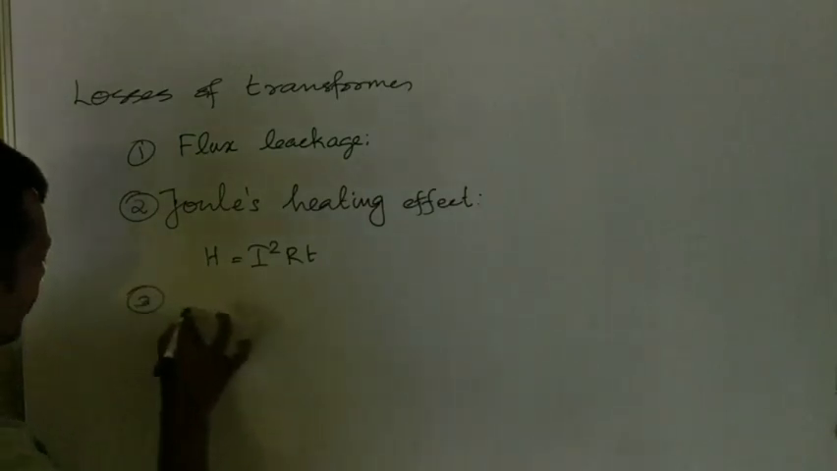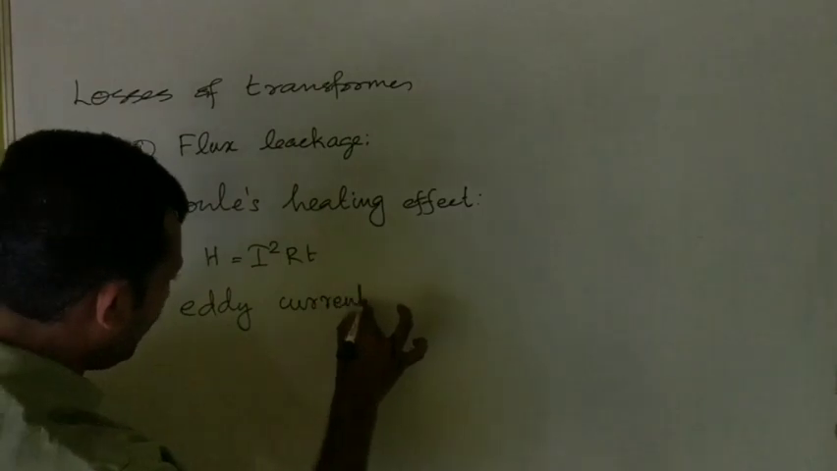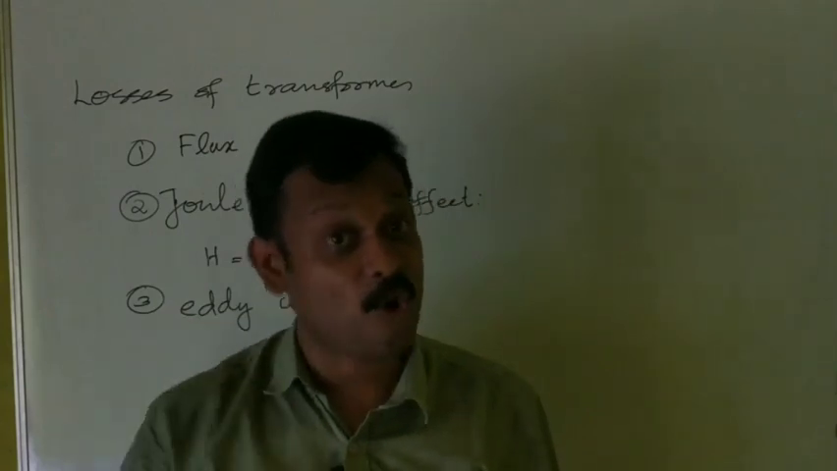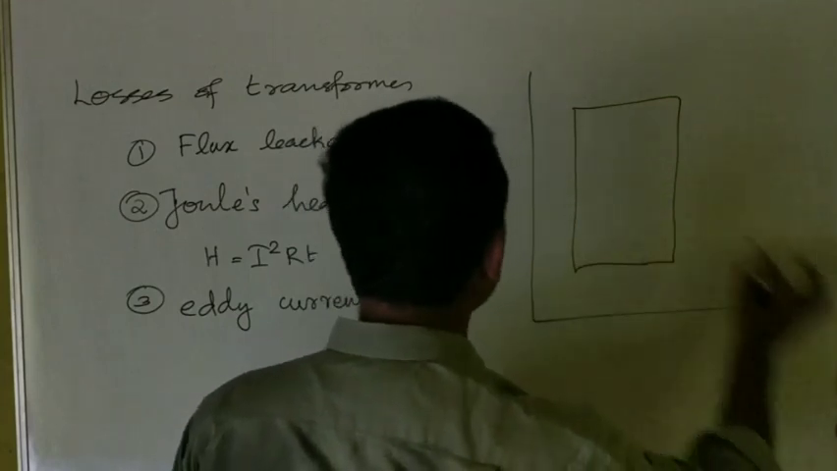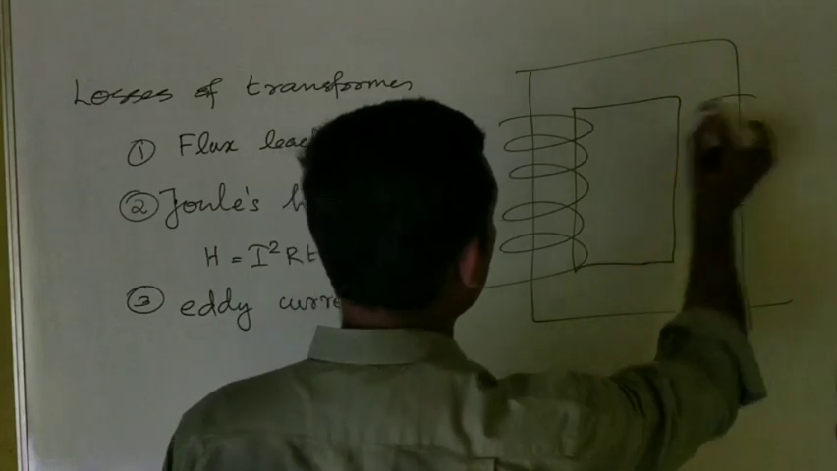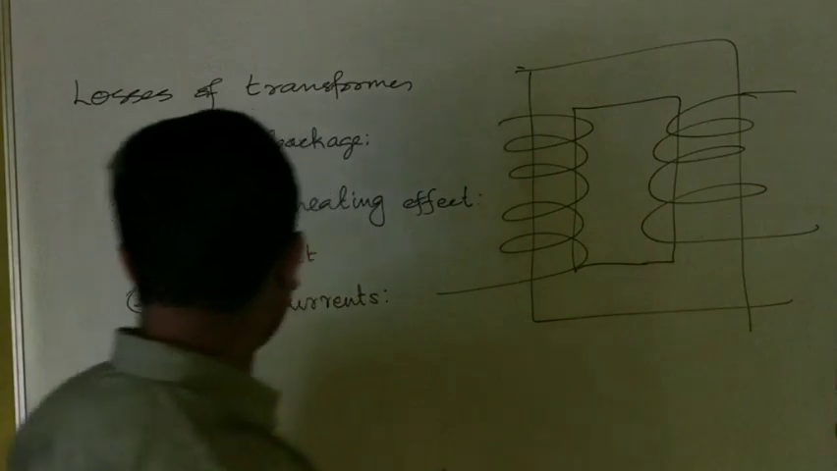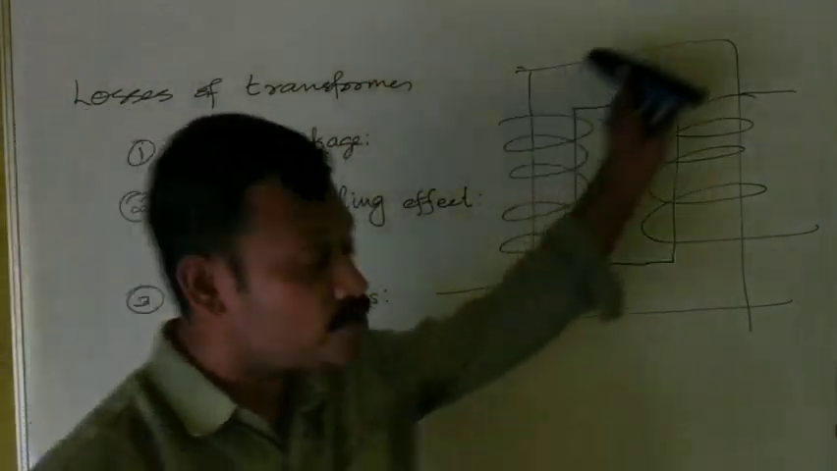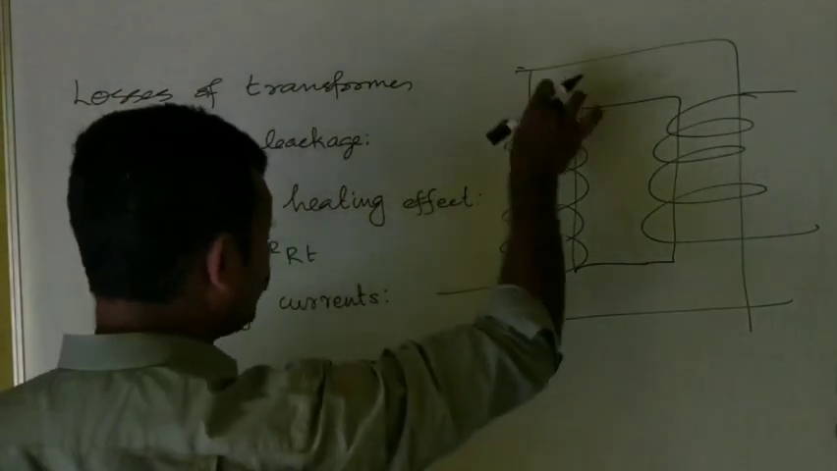Then the third loss is eddy currents. The core of a transformer will be an iron core which will have some area. As you can see in the textbook, this may be one construction where this is the core of the transformer. The primary coils are wound here. This is where the secondary coils are wound. So eddy currents will occur in the core, which will cause eddy current losses, as we have learned, as I square R loss in the core, not in the coil.